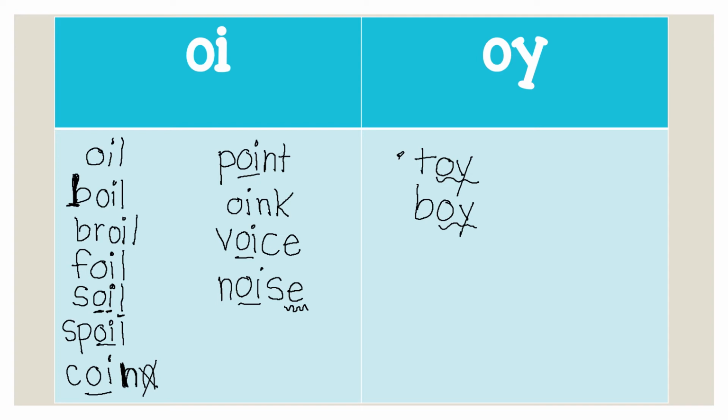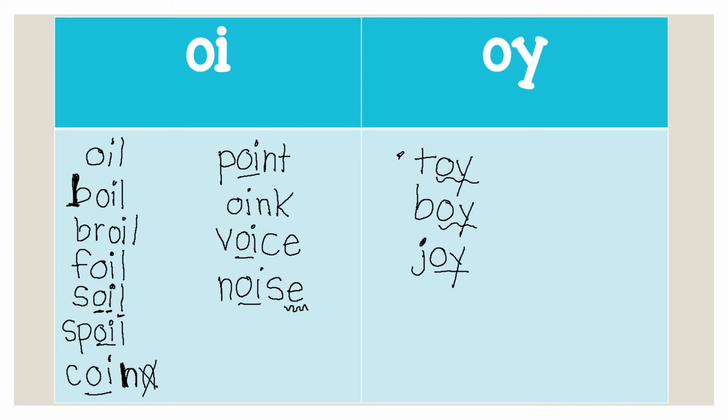Another word that rhymes with toy and boy is joy. J, j, j. What letter makes that sound? Not a G. G-E makes a J. It's a J. J makes the J sound. J, j, j, oi. And then we're going to put the O-Y. Joy. Joy means to be happy.